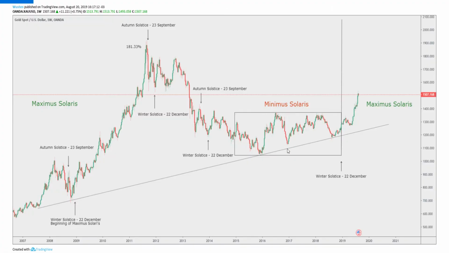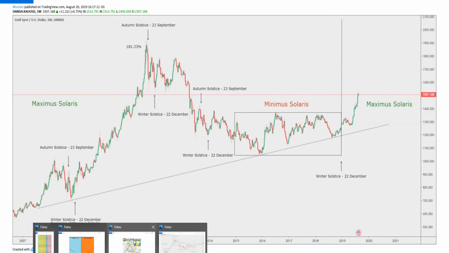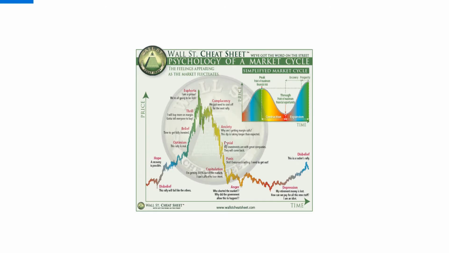so this structure here, outside the Minimus Solaris period that I highlighted here, it's a bullish continuation pattern, which was shared by a pro trader back in the day. I was not tracking gold back in the day, but this guy was, okay? And so what we end up with, a bull break from a bullish continuation pattern, following the same market behavior that we are following for ages, okay? This never changes. Just a second, please.